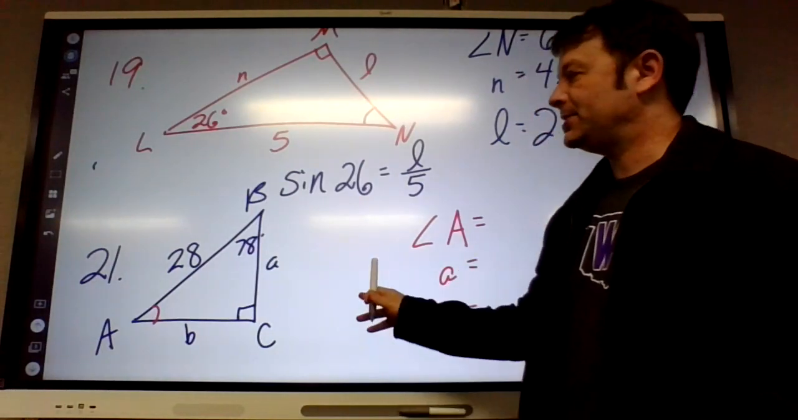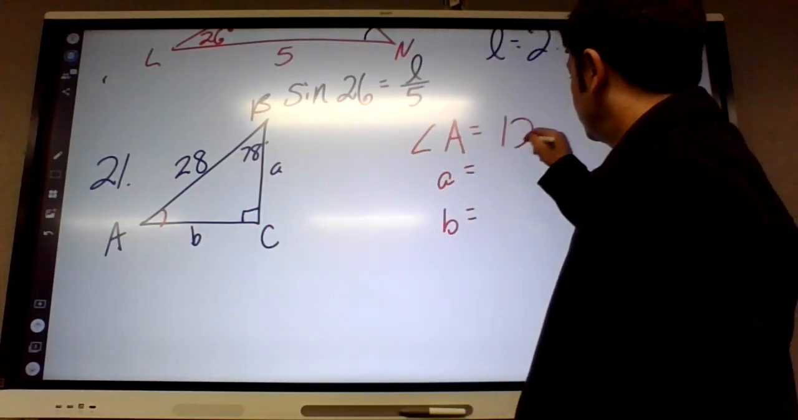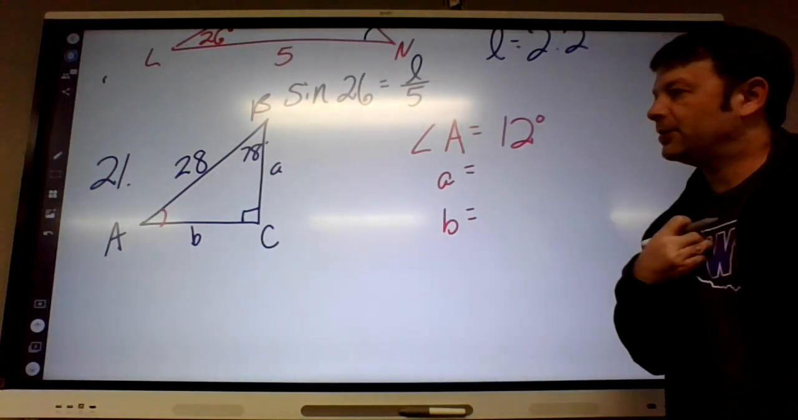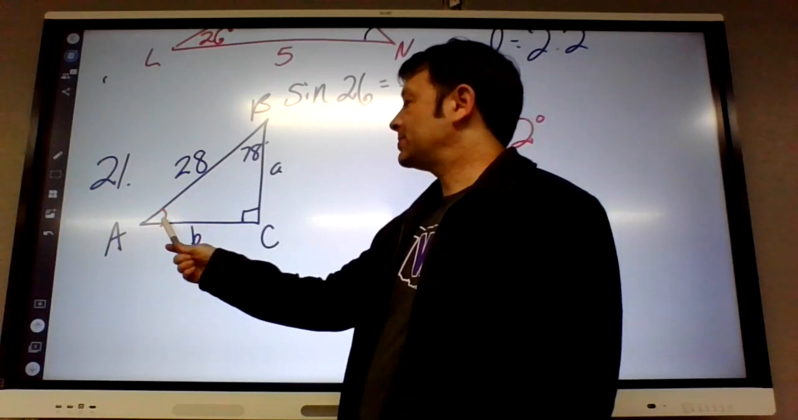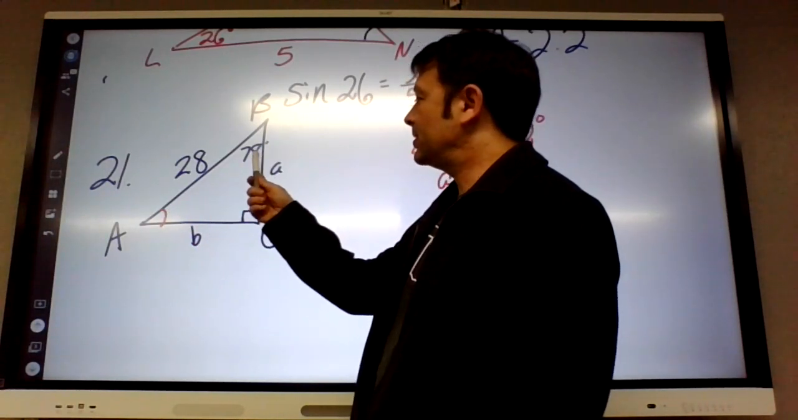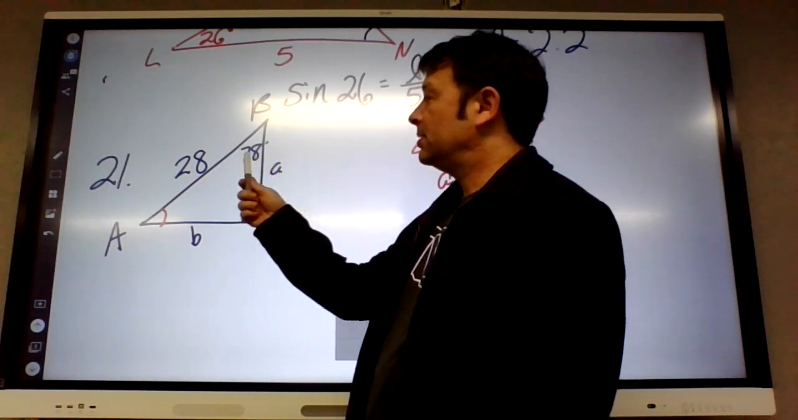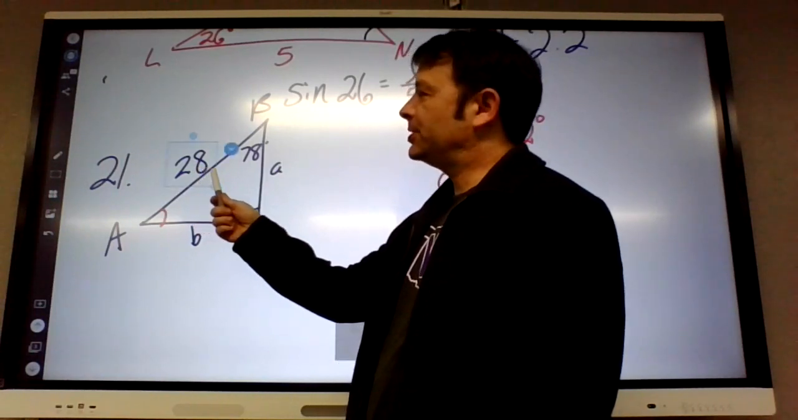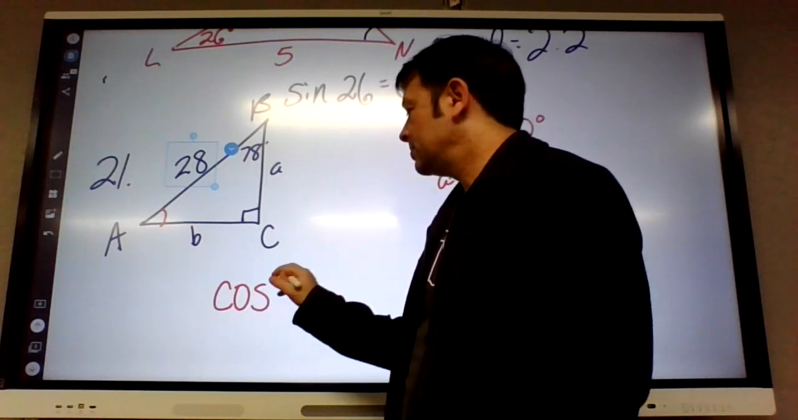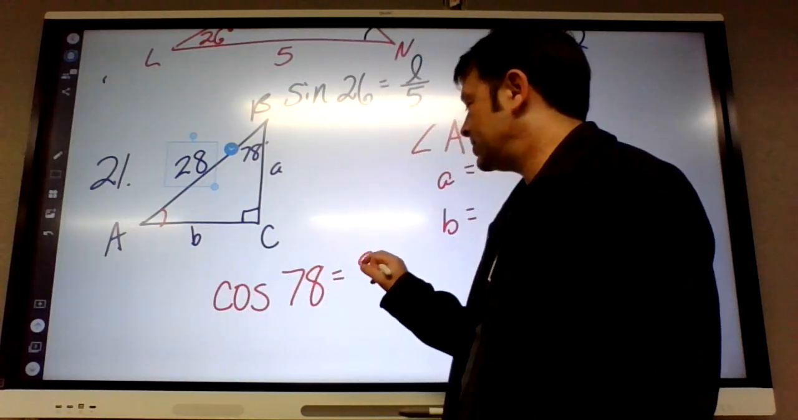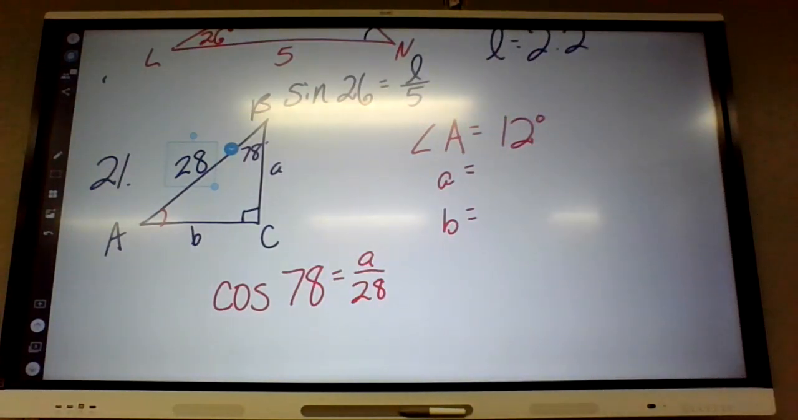Okay, angle A again will be the easiest. How do I find angle A? 90 minus 78, which is 12 degrees. Okay, for side A, relative to this angle, side A is the what? Adjacent. And we know the hypotenuse. Which trig function does adjacent and hypotenuse? Cosine. So it's cosine of 78 equals adjacent over hypotenuse. So cosine of 78 times 28.